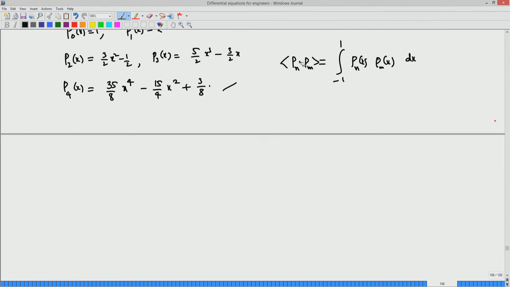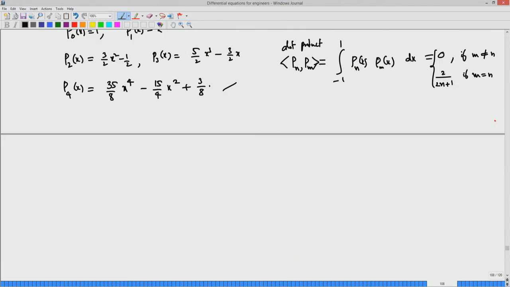So the dot product of the polynomials Pn and Pm, you will see that it is 0 if m is not equal to n. When they are different, they are orthogonal to each other. If m equals n, then you have some number, and you will see that it is 2 divided by 2n plus 1. So why do we need this?